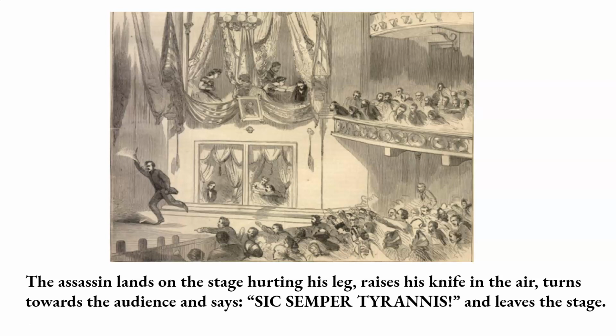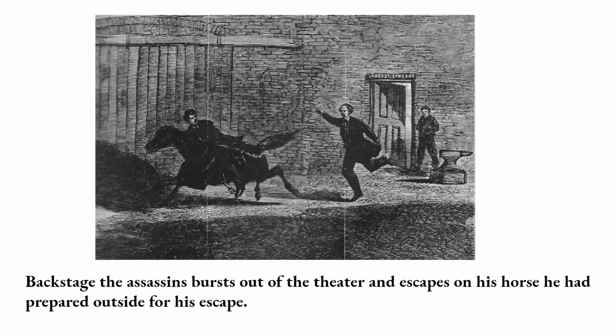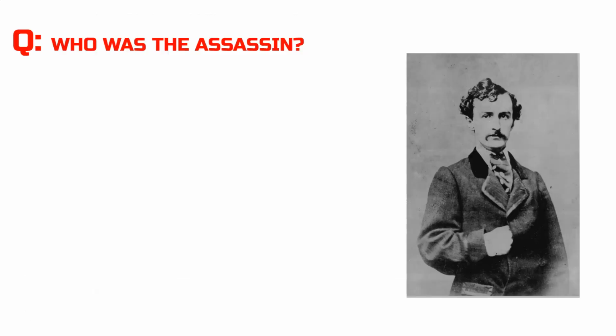Audience is completely shocked, has no idea what's going on. Backstage, the assassin bursts out of the theater and escapes on his horse to get prepared outside for his escape. All this happens in the span of probably just a few minutes at most.